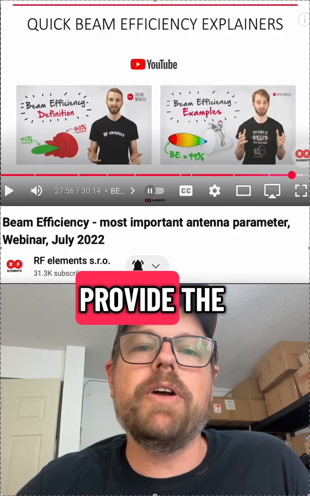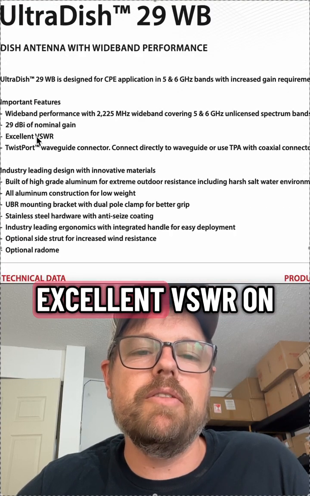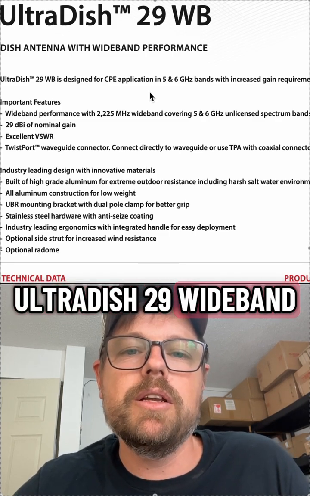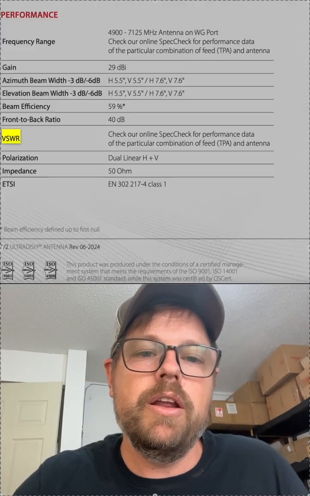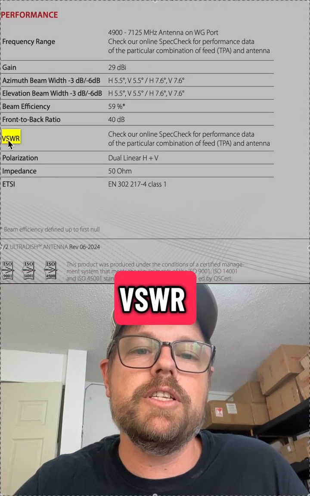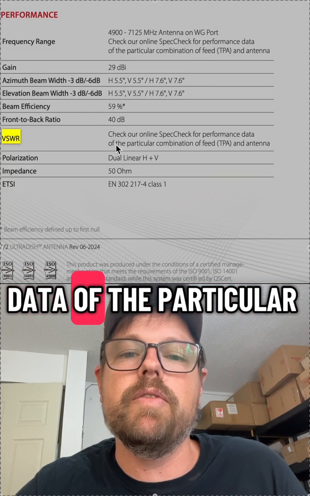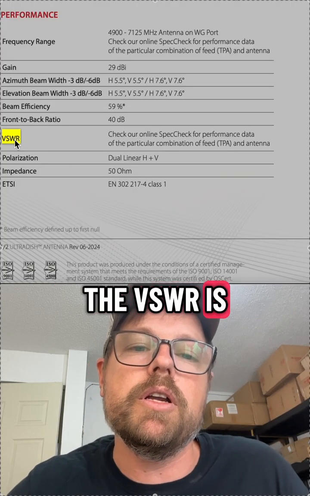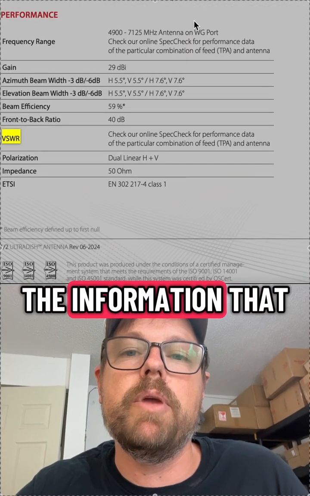So he says he wants to provide the information that's important. Take, for example, excellent VSWR on the UltraDish 29 wideband. I'm going to search for VSWR. There's 2. VSWR, check our online spec check for performance data of the particular combination of feed. They don't even tell you what the VSWR is of their antennas. They say they want to give you the information that you need.